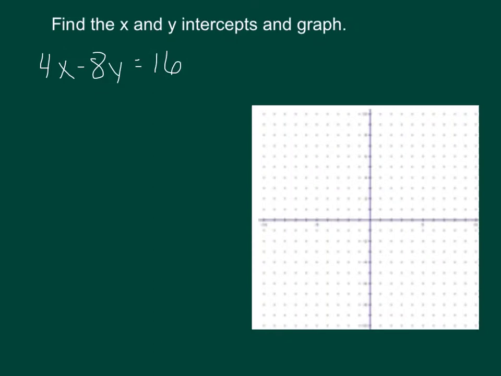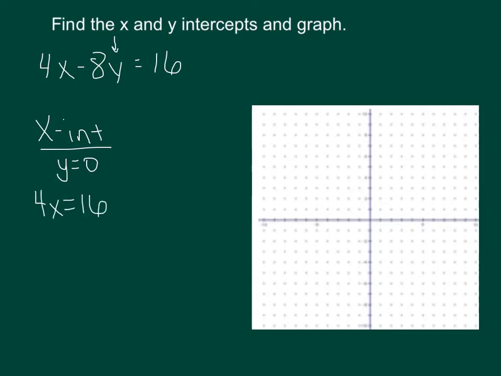It says find the x and y intercepts and then graph. So 4x minus 8y equals 16. So we kind of call this the cover-up method. What you want to do is understand that for the x-intercept, we just said that the x-intercept means y equals 0. So if I plug in a 0 for that y right there, this really becomes 4x now equals 16.